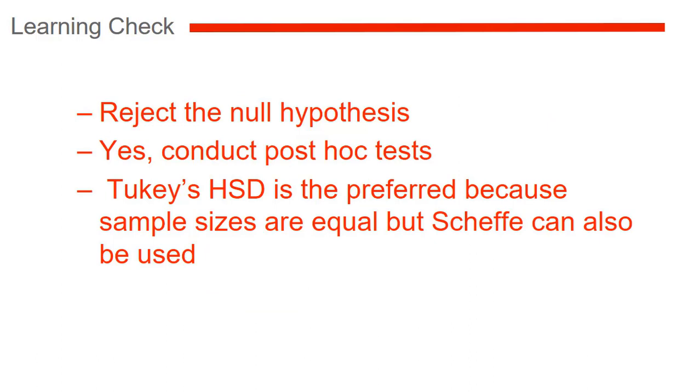Pause the video to figure this out. Okay, again, in this case, according to your F table, we would reject the null hypothesis, which means yes, we conduct post hoc tests, and we can use Tukey's HSD because the sample sizes are equal. You could do Scheffé if you wanted to, because it is a very conservative test and really reduces the chance of type 1 error, but Tukey's works just perfectly fine in this case.